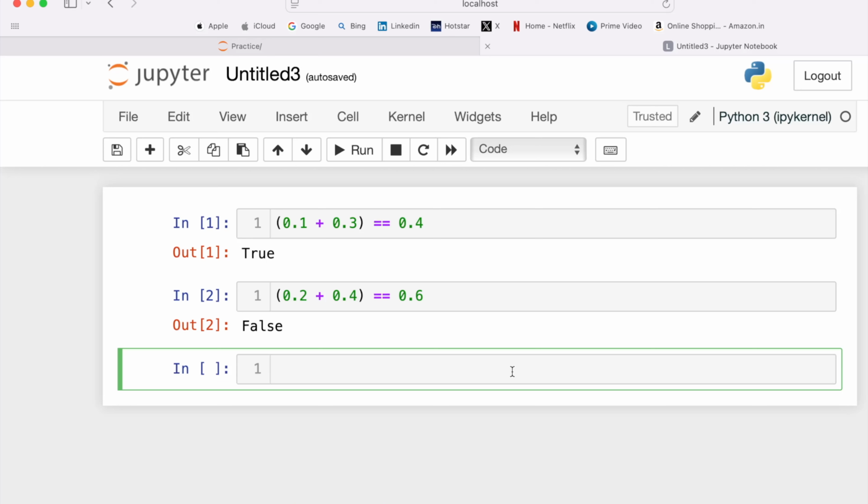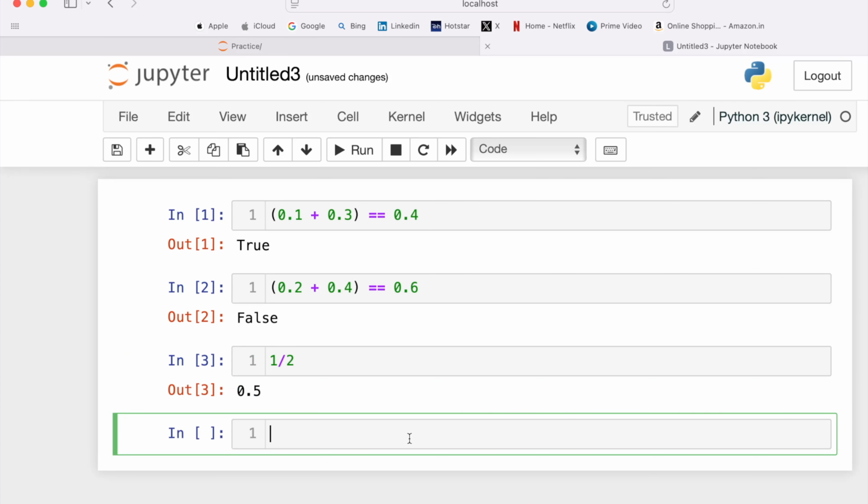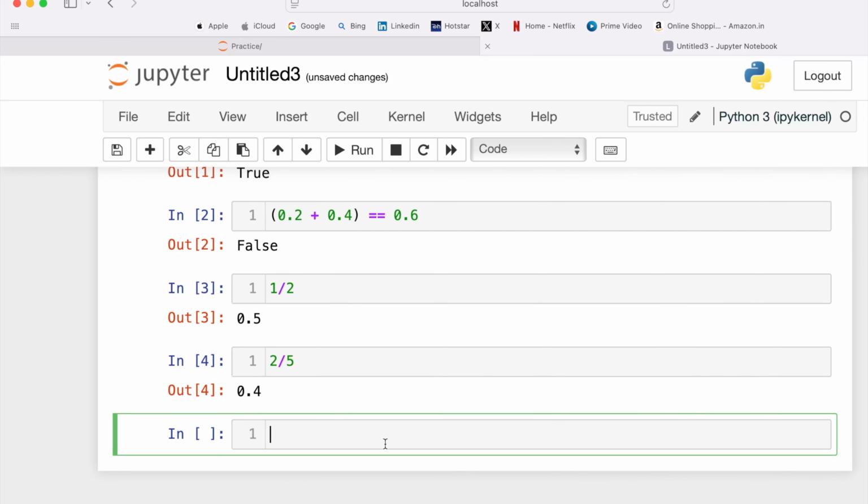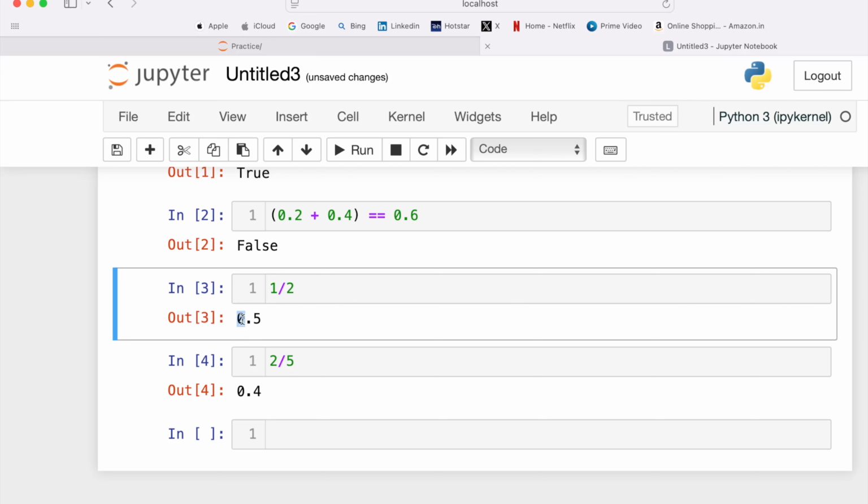These can be represented like this: 1 divided by 2 can be written as 0.5. Here you see 2 divided by 5 can be written as 0.4. So here we have two distinct parts: 0, which is on the left hand side of the decimal, and 5, which is on the right hand side of the decimal. Remember this fact. But there are certain fractional numbers in the decimal number system which you cannot represent exactly like this.